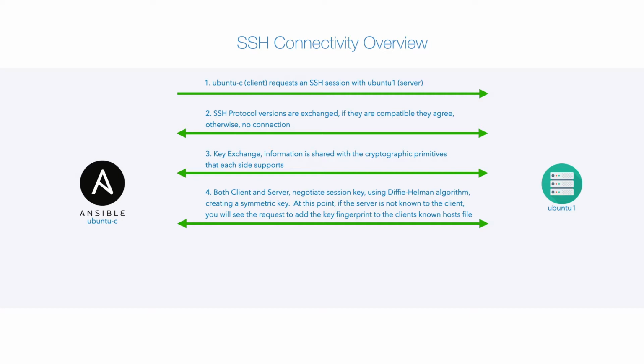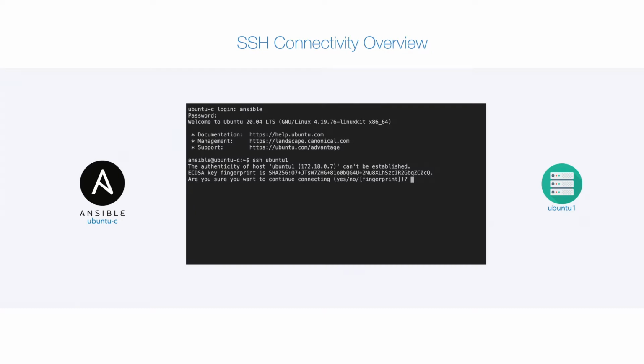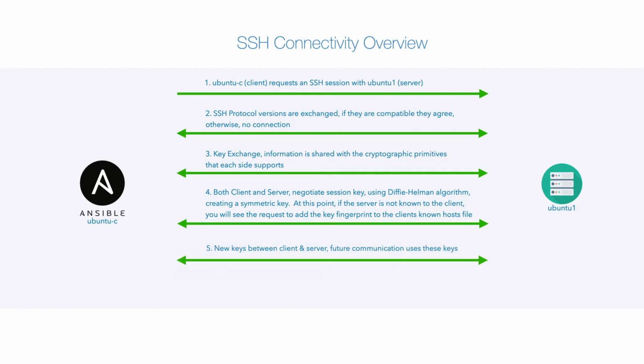It's at this point where some of you who've used SSH before will see this familiar message where it's asking us to verify the target fingerprints. We accept this, and this is stored to the client's known host file. Now that a session is in place, new keys are exchanged between the client and the server, and going forward, both sides use the new keys. Finally, we have an encrypted session, and we're ready for authentication. And if you were to try this, we'd see a request for the password from the Ubuntu 1 system.